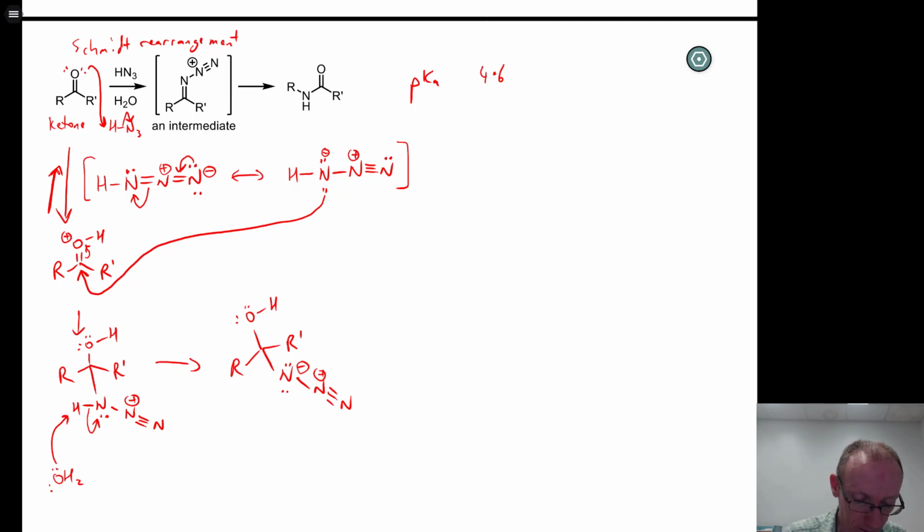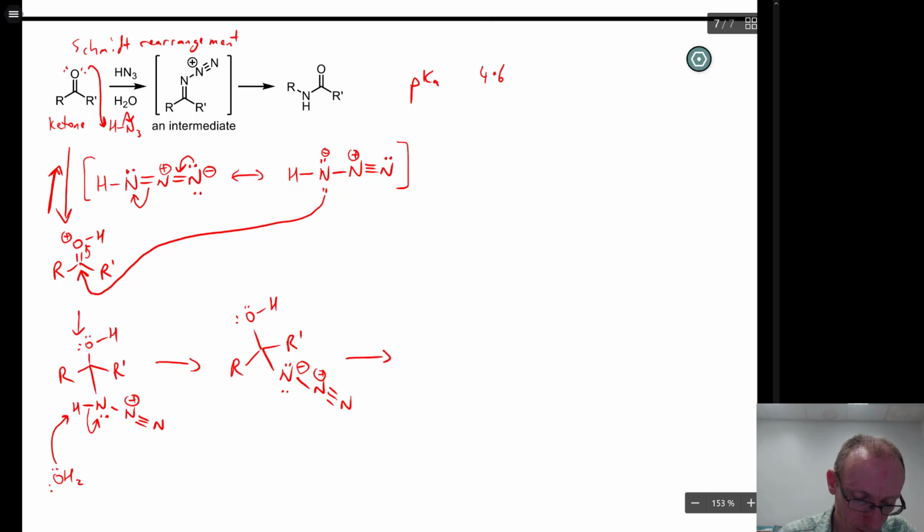And what we can do is that protonation that I wanted to do before. So we're going to take probably hydrazoic acid again. Okay, there's our really good leaving group of water, and we've still got that azide group here.